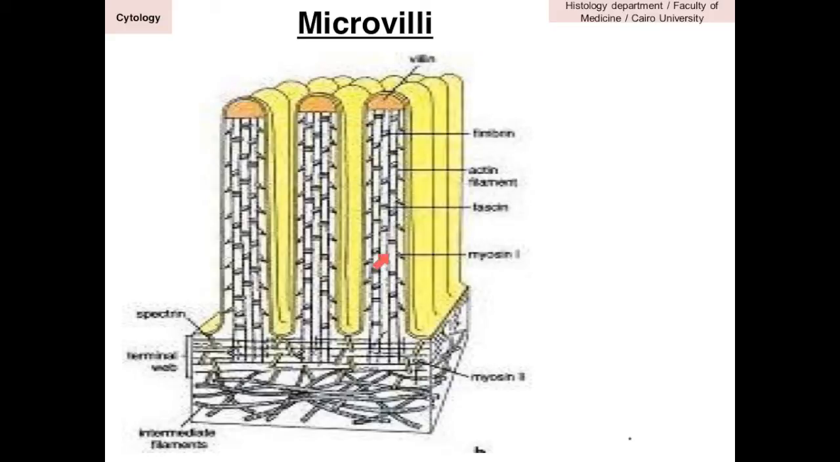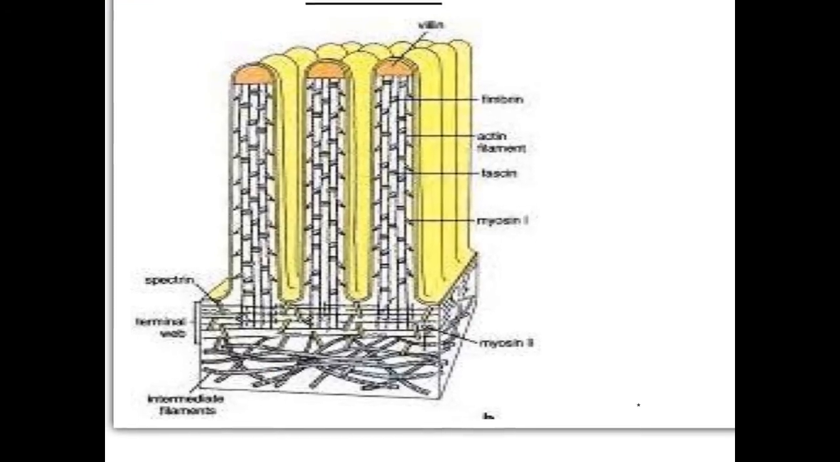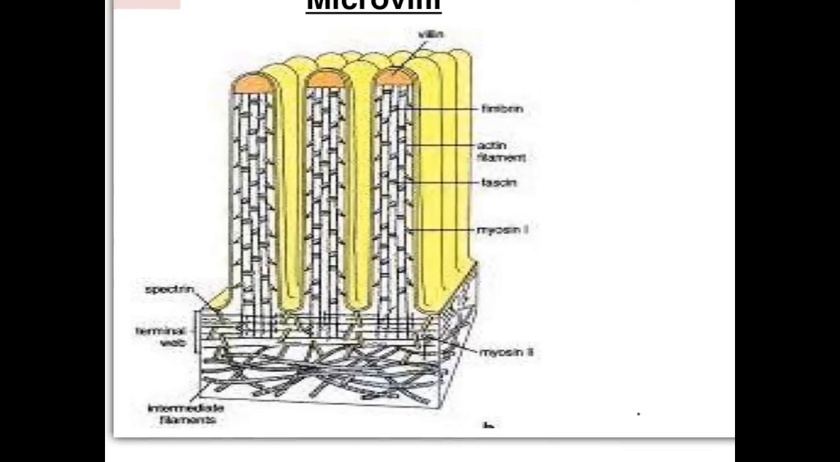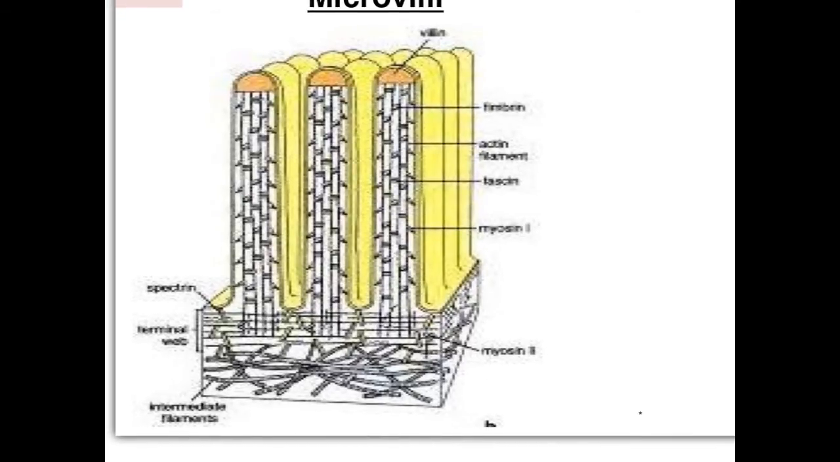Notice that the actin here will help to change the length of the microvilli. It can cause elongation and shortening. And notice also under these microfilaments we have intermediate filaments here, which are thicker. As we have said, it is from 8 to 10 nanometer, while the actin is from 5 to 7 nanometer.